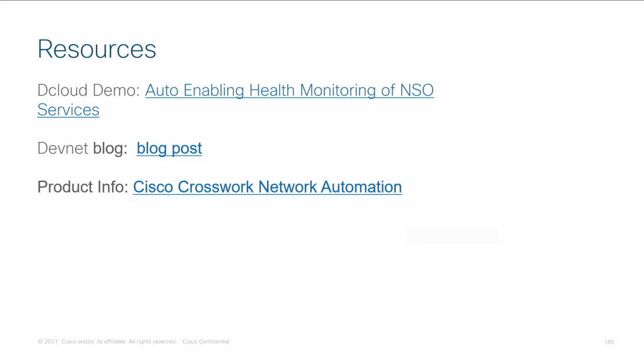So that's the demo that I had. There is a dCloud demo, and it's applicable for anybody. You can run this exact same demo there, and you have the enable KPI service and NSO service. You can take that and modify it too. There's a blog post which describes the details. For anything related to Crosswork, Crosswork Health Insights or change automation, if you refer to the product information, it'll give you all the details. Thank you.